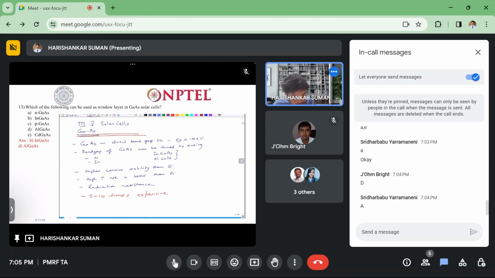For gallium arsenide, the band gap is this much, 1.41. Band gap of the gallium arsenide can be tuned by doping this. So higher carrier mobility, silicon. So indium and aluminum can be used as a window layer for gallium arsenide solar cell.